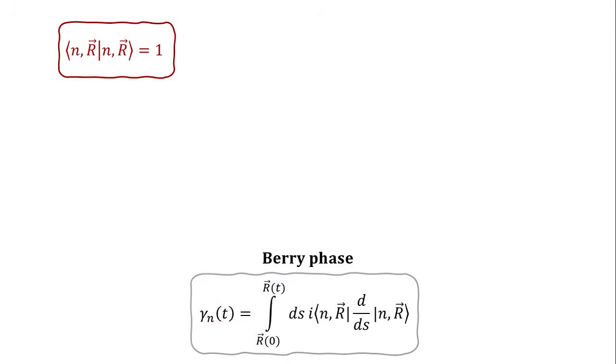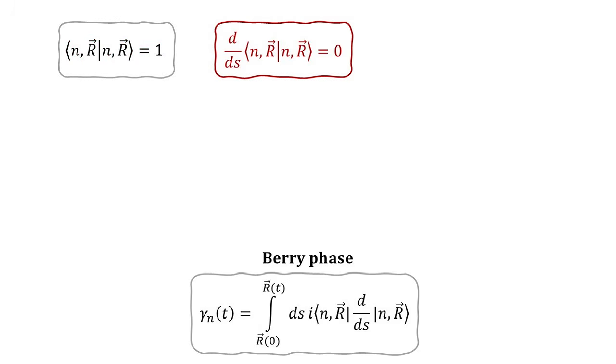Let us start with a basic property of quantum mechanics. The eigenstate |n⟩ is normalized. Since the normalization condition does not change as r varies, this equation also implies that the inner product remains constant with respect to s. The derivative of the inner product of the quantum state |n⟩ with itself, as the system evolves along the path parameterized by s, must therefore be 0.